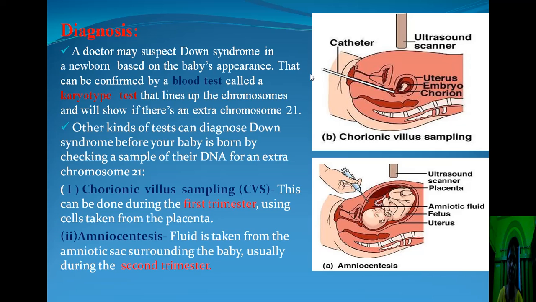The second test is known as amniocentesis. Amniocentesis means when the amniotic fluid is taken from the amniotic sac surrounding the baby, during the second trimester. By testing the fluid, the doctor can know about the presence of Down syndrome.